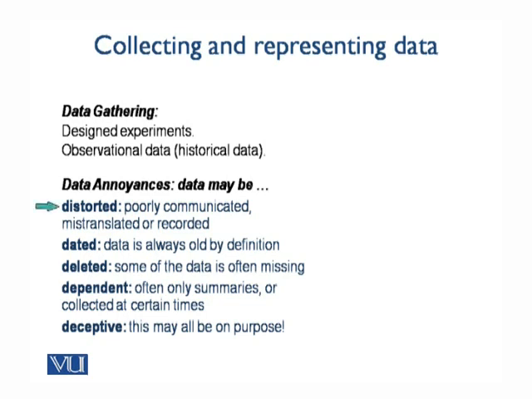The first thing is the data may be distorted. So whatever data that you have, it may be poorly communicated, mistranslated, or even recorded wrongly. So this is possible. You are recording, especially if you're depending on humans to record the data, it is possible that due to human deficiencies, we are not able to get a good record. It is also possible that we have dated data, that means very old data, that is not representative of the current system. We may have data that is deleted or censored.